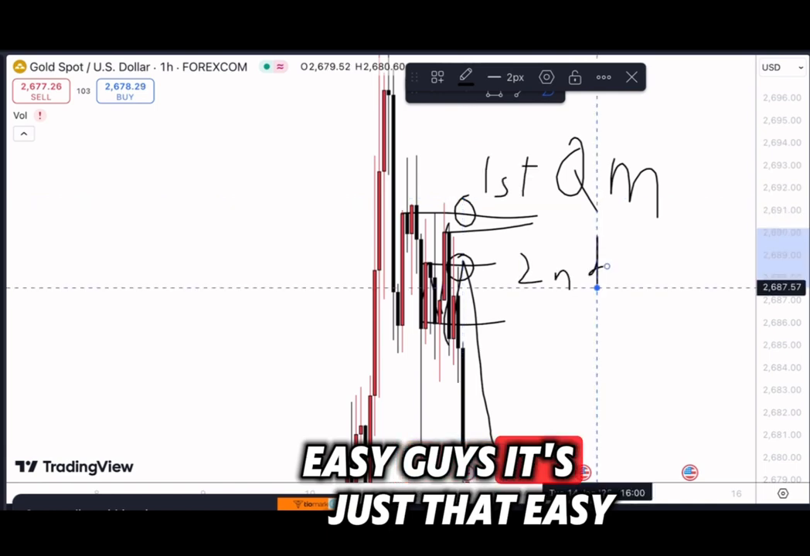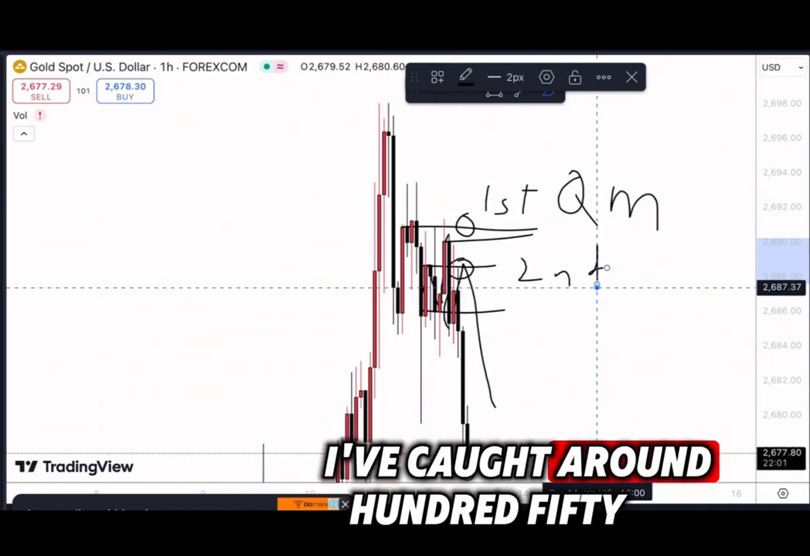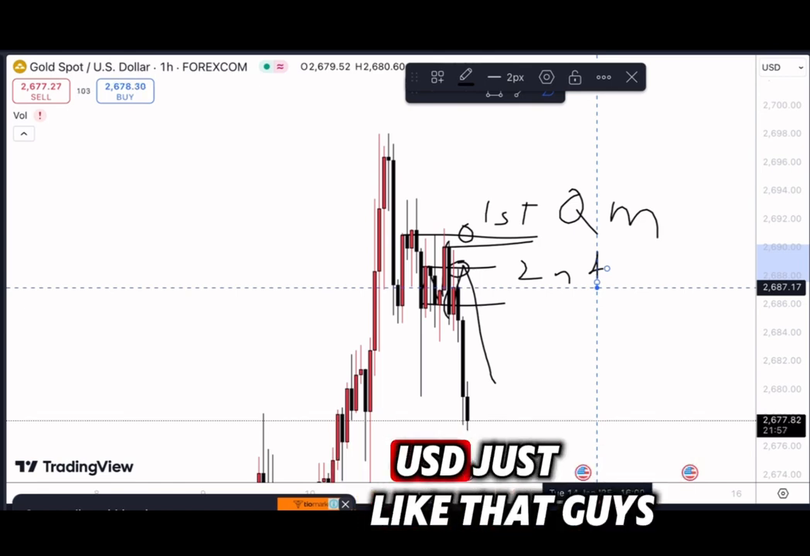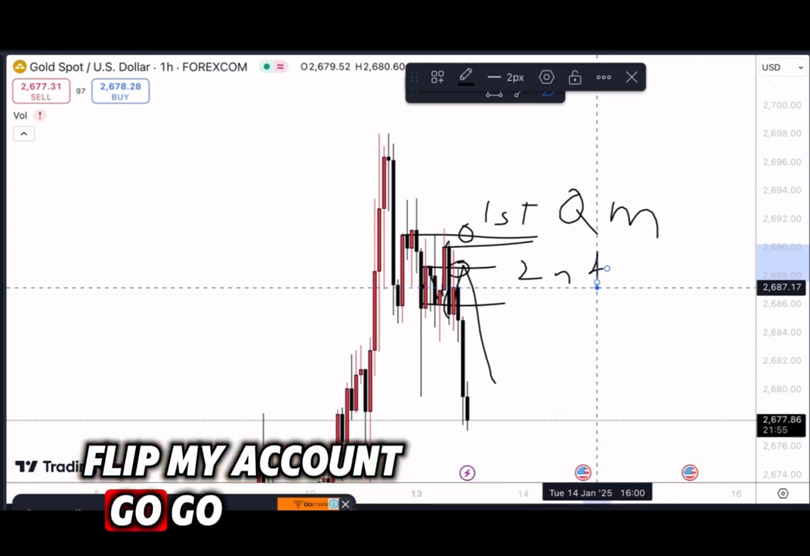First entry point, second entry point, here. Easy, guys. It's just that easy. With this setup, I caught around 150 pips, first entry, second entry, and made 20k USD. Just like that, guys, flipped my account.